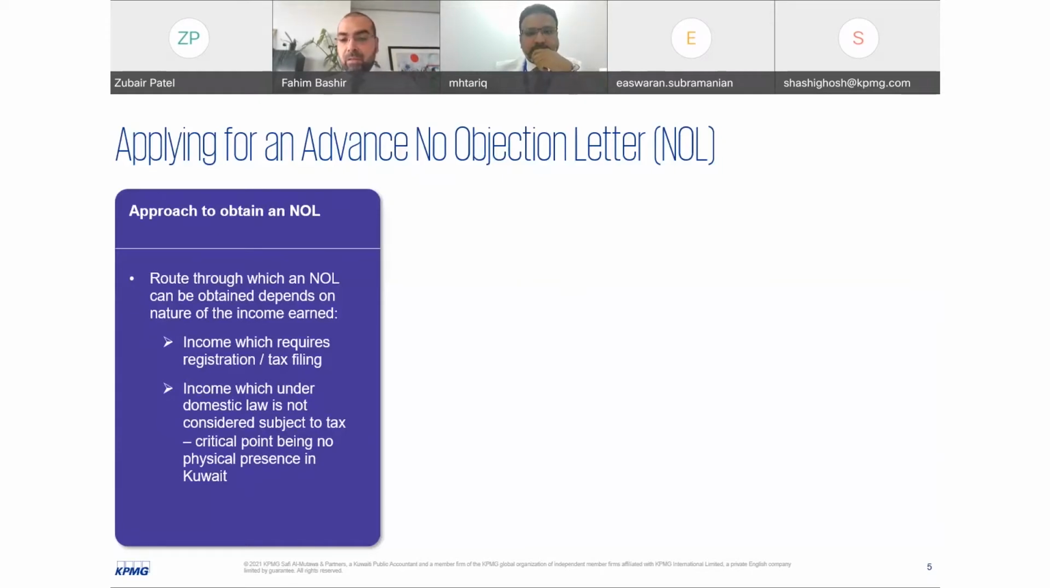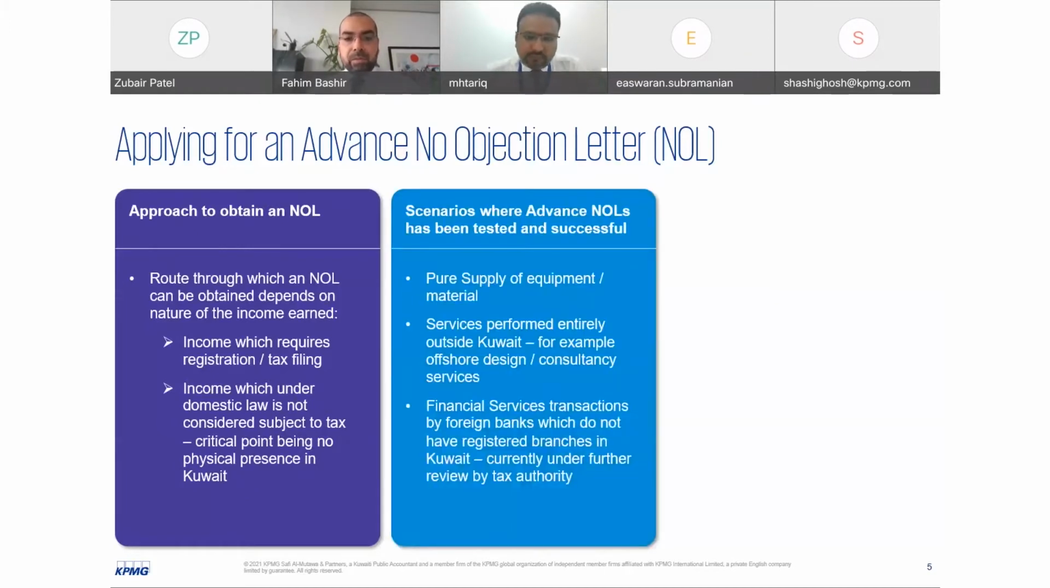So maybe if I could ask you to join in now and go through some of the scenarios where we have seen this advance NOL route be applicable. Yeah, thank you, Fahim. For pure supply, we have seen many successful cases from tax authorities. They are issuing NOLs on an advance basis. Especially, we have seen agreements with pure supply of equipment or material, including ex-works shipping terms, are easy to obtain a no objection letter for the release of tax retention.